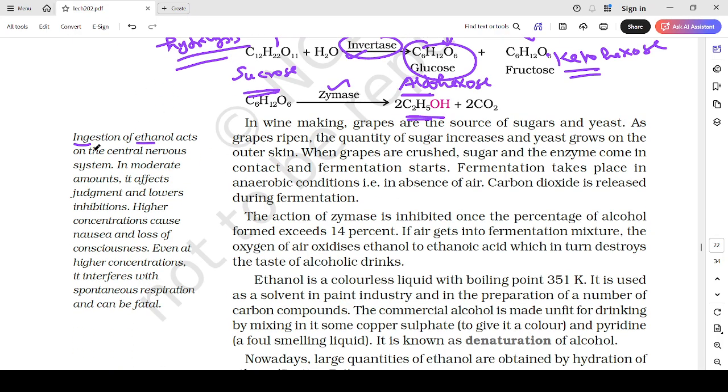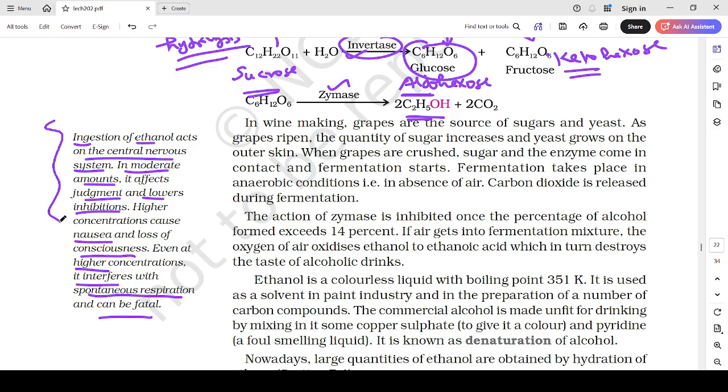Ingestion of ethanol acts on the central nervous system. In moderate amounts, it affects the judgment and lowers the inhibitions. Higher concentration causes nausea, even unconsciousness. Even at higher concentration, it interferes with spontaneous respiration and can be fatal. So they are just talking about the consumption of liquor, what all it will do.